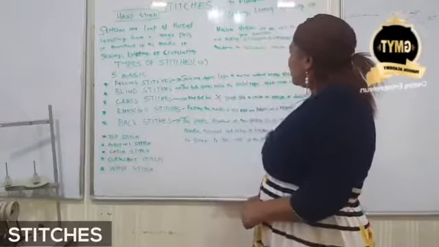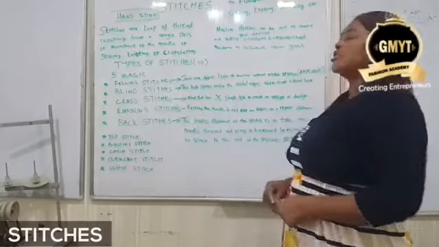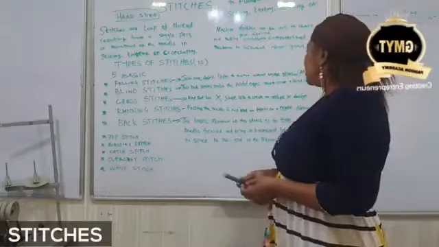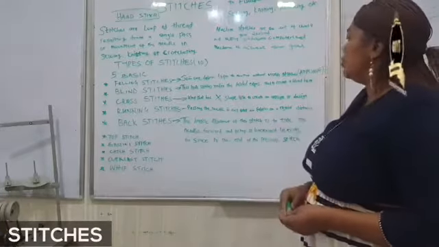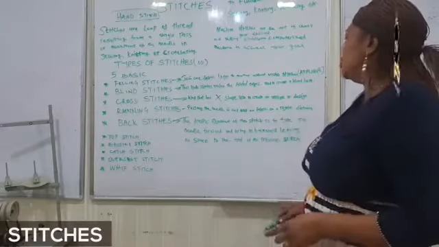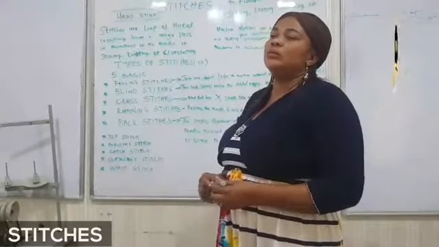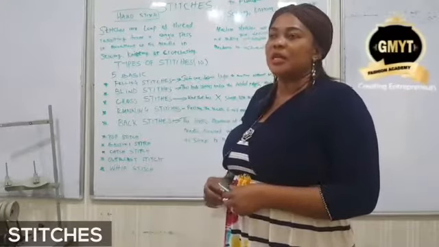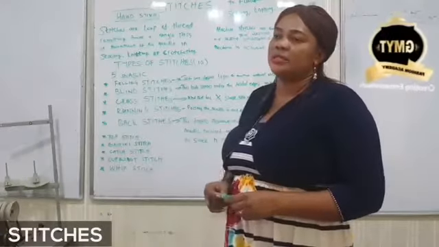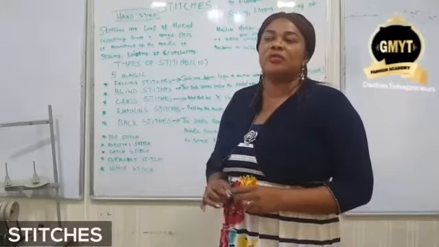Then we have the back stitches. The back stitch, simply put, is the movement of taking the needle forward and bringing it backward, leaving no space to the end of the previous stitch. What I mean is, when you are making a back stitch, you will not see any space in between, unlike other stitches. So back stitch is just the normal sewing on a machine. That is what back stitch is.